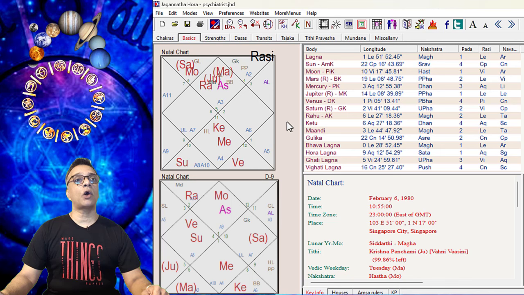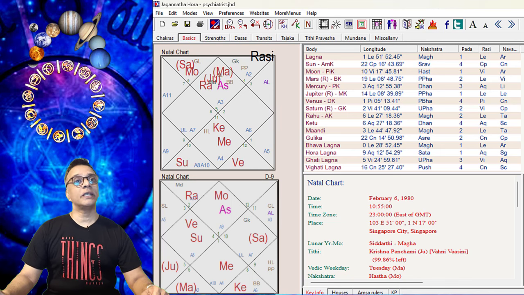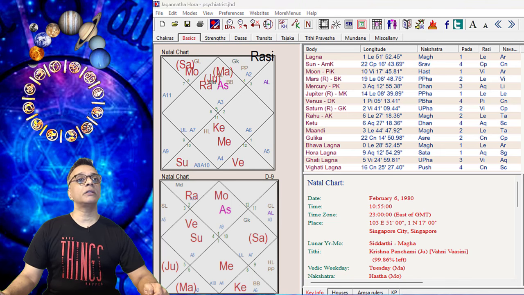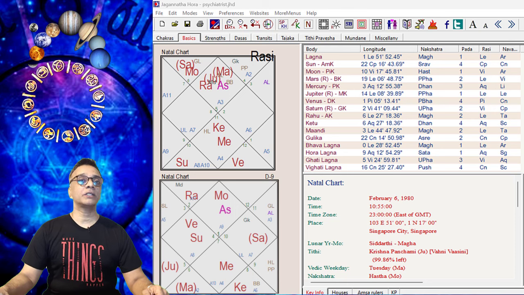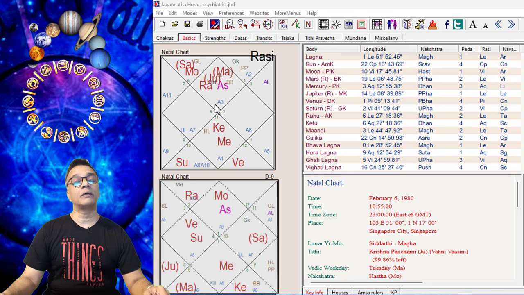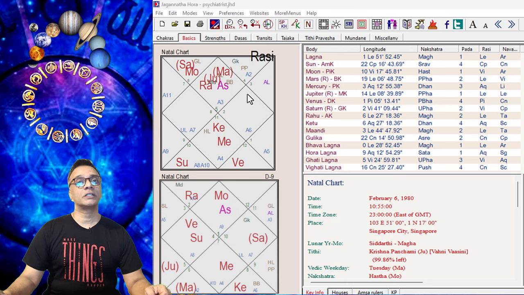Now, this is the chart of this friend of mine. I'm using Jagannath Hora because it's easier to play around with this app to be able to see the Lagna from different planets, different houses. Her name is something else, but I call her Christy, a nickname which I have given her, because she didn't want me to use her actual name. So I'll be calling her Christy during this video.